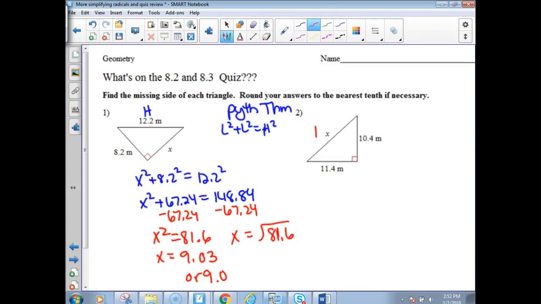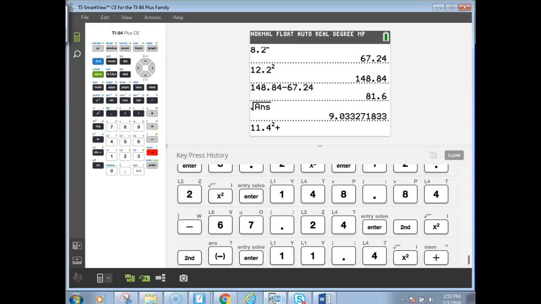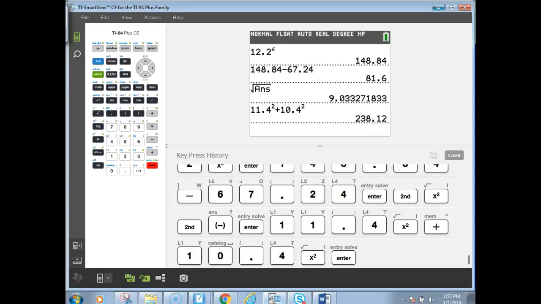Okay, the next one, we're finding the hypotenuse. So I'm going to need to do h squared, or whatever you want to call it, x squared, since it says x. X squared will equal 11.4 squared plus 10.4 squared. Okay, so I'm just going to type that on my calculator. 11.4 squared plus 10.4 squared. Just double checking I remembered right. That's 238.12.